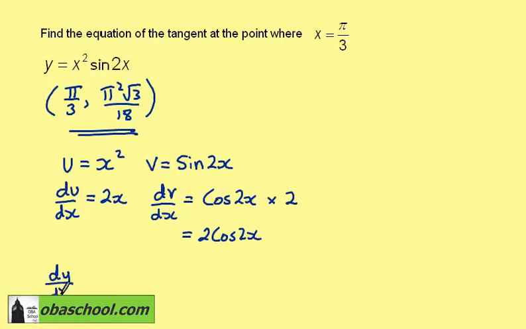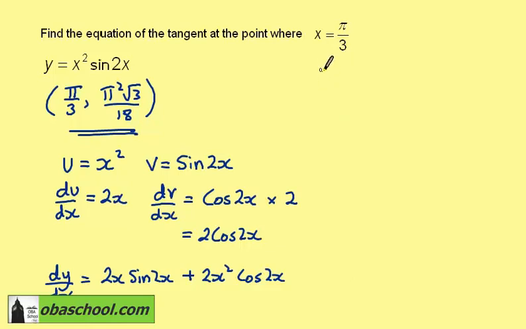Using the product formula, dy/dx is v times du/dx plus u times dv/dx. dy/dx is the gradient function. We want the gradient where x is π/3.